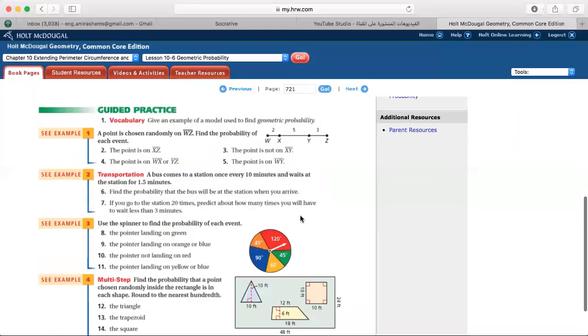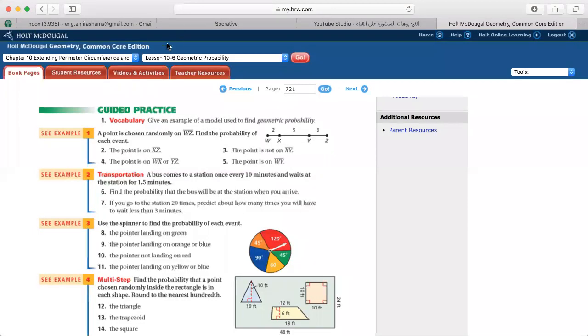And let's start to answer here. A point is chosen randomly on WZ. WZ is the whole line. Find the probability of each event. The point is on XZ. What is the measure of XZ? XZ together is XY plus YZ.